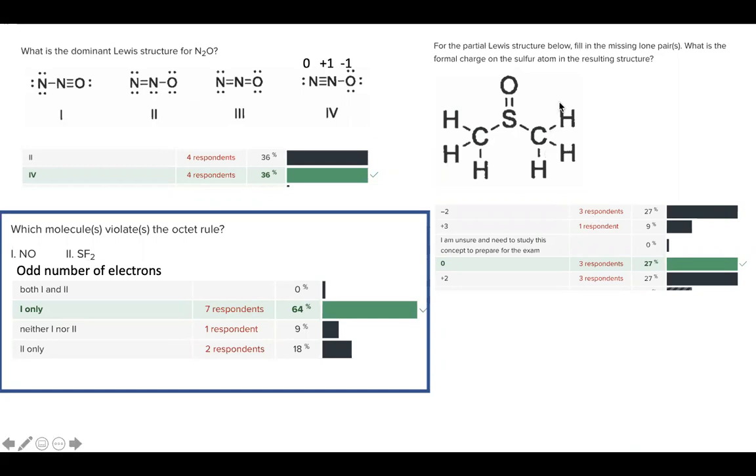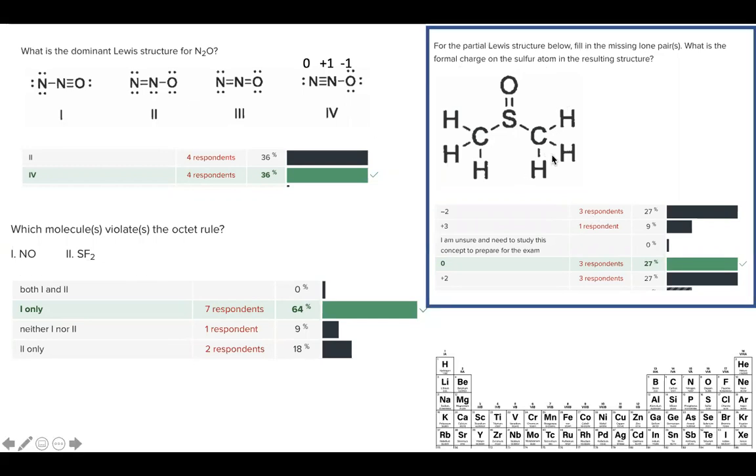Within this last one, it's asking about, tell me about the formal charge. There's a couple that I noticed that had that skill of giving you the connectivity, but it did not include the final aspects of the lone pairs. You've got to read it carefully. It says fill in the missing lone pairs. So how would I end up adding that?